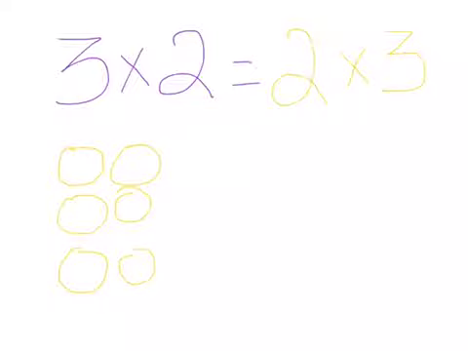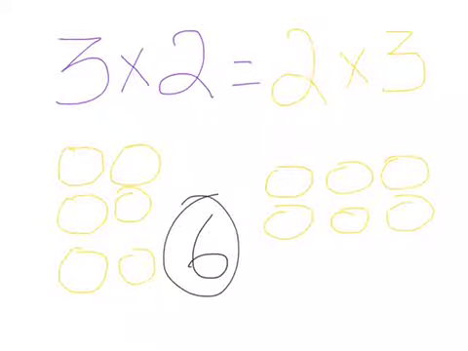And that array would look like this, 2 groups of 3. Remember, our 2 is vertical, our 3 is horizontal. So our equation, we can say that our multiplication equation of 3 groups of 2 equals our multiplication equation of 2 groups of 3, because both equations have the product of what number? You're right. They both have a product of 6.